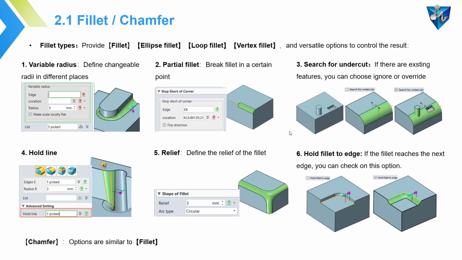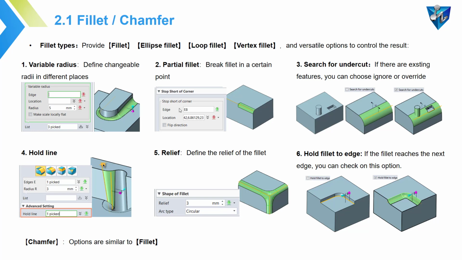And we also provide versatile options to control the fillet result. Here I list 6 of them. Let's see the first one. The first one is about the variable radius. In ZW3D, you can define the changeable radius in different places, as you can see in the image below.